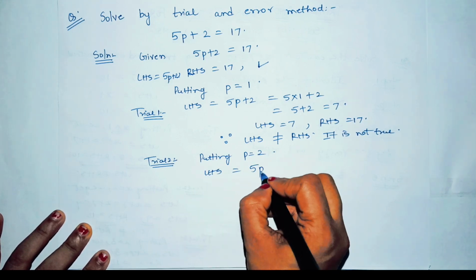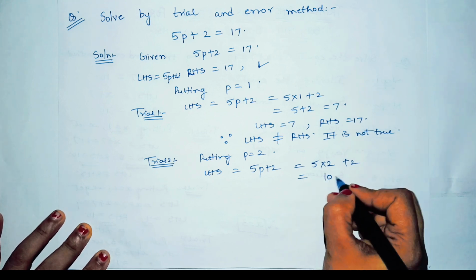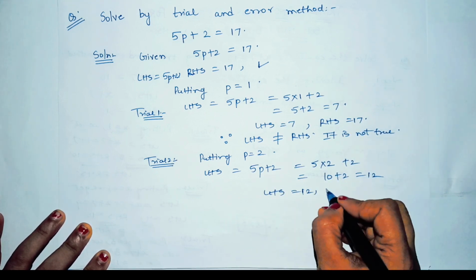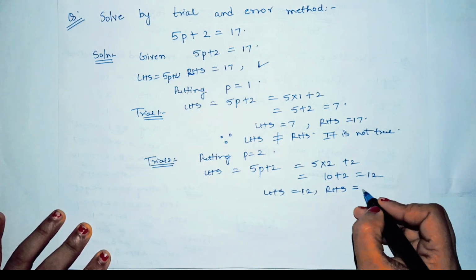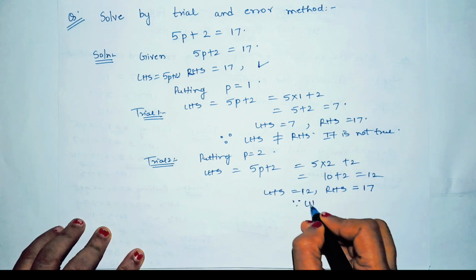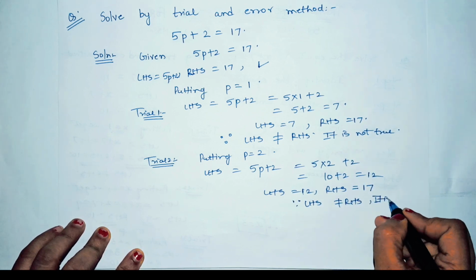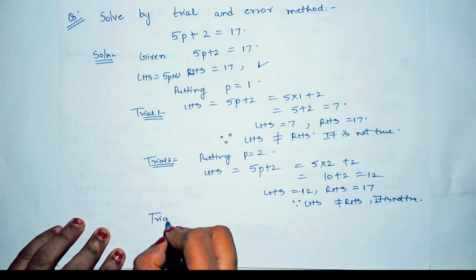LHS equals 5p plus 2, 5 into 2 is 10, plus 2, which is 12. So LHS equals 12. RHS, they have already given as 17. Since LHS is not equal to RHS, therefore it is not true. Trial.